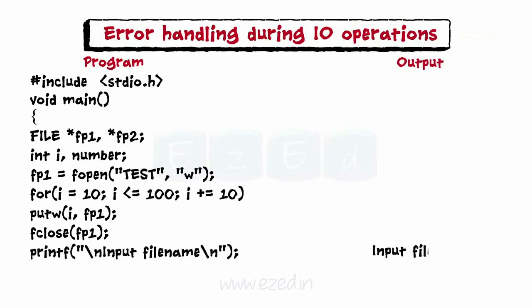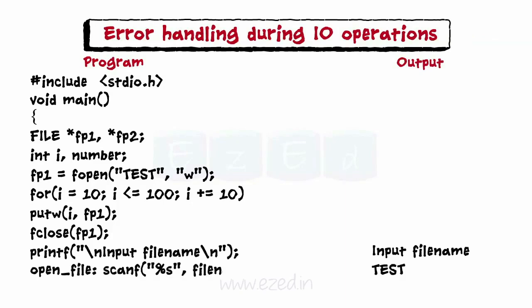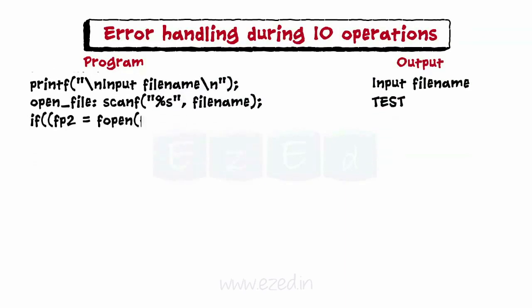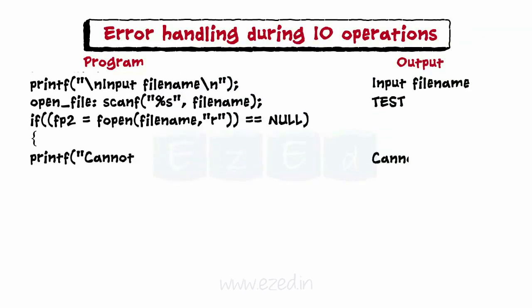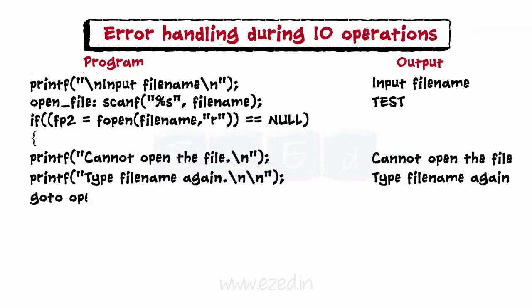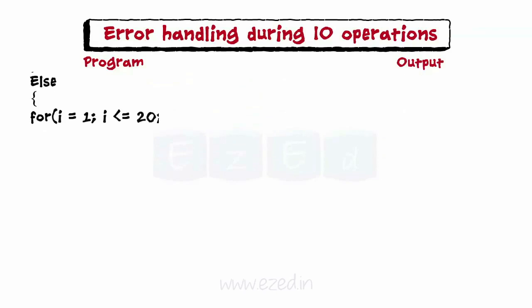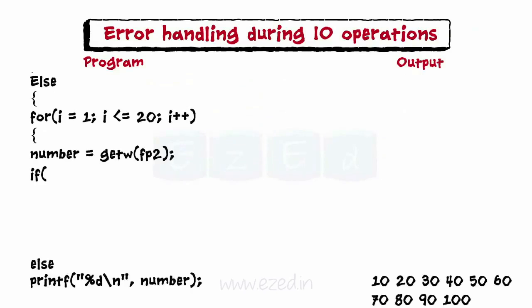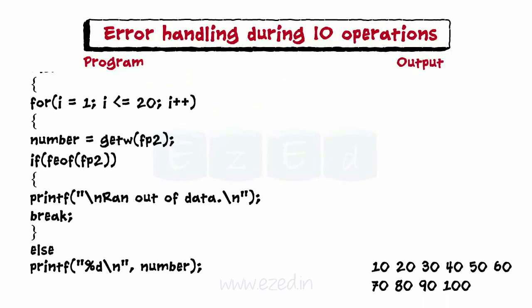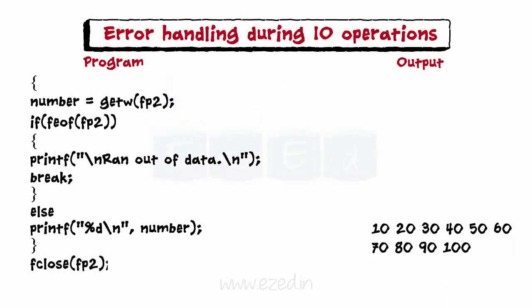We ask the user to enter the file name and save it in the variable filename. If the pointer is a null pointer, then the file cannot be opened, and so the user is notified and asked to enter the file name again. Else, a for loop is used to get each number from the file and display it till the end of the file is reached, which is checked using the feof function, after which we close the file and end the program.